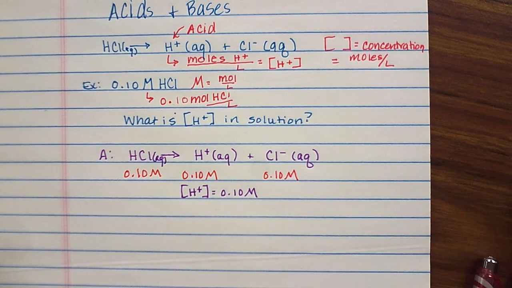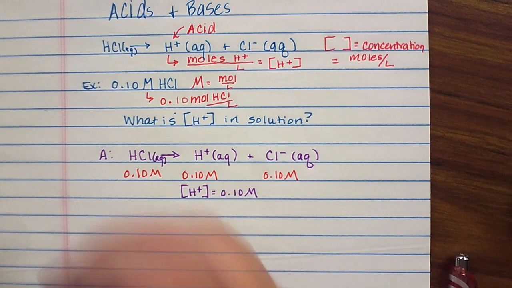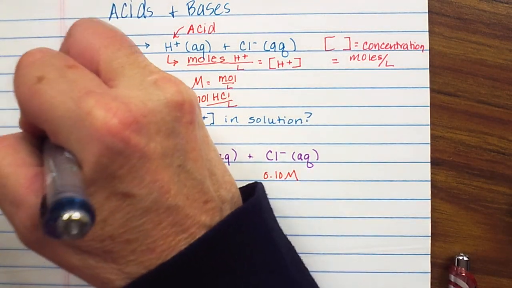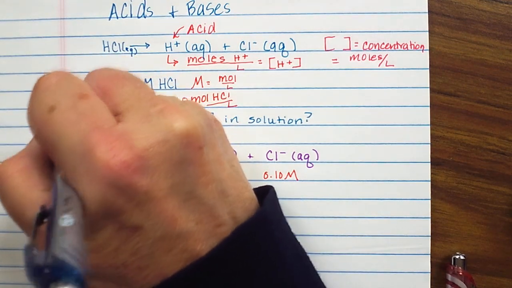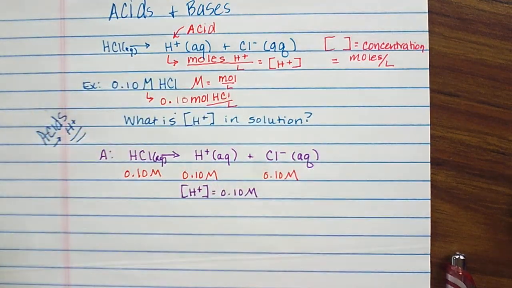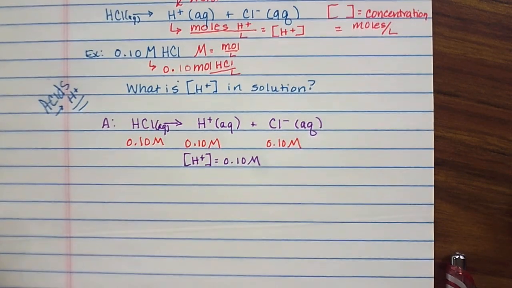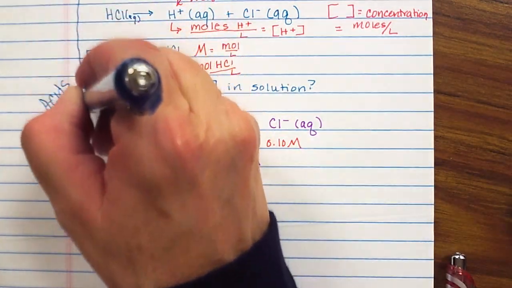Now, not all acids are strong acids, but for our purposes right now, we're going to say that they're all going to dissociate 100% because we haven't gotten any deeper. So whatever the concentration of the acid is, that's going to be the concentration of the hydrogen. So these are acids here. We know this because acids produce H plus. Okay, that's why they're acids.